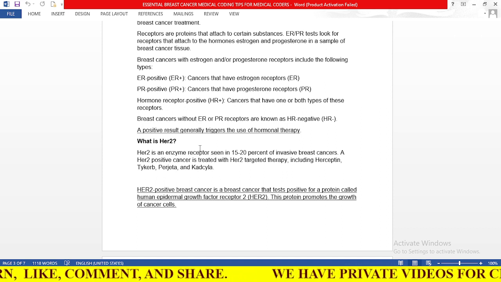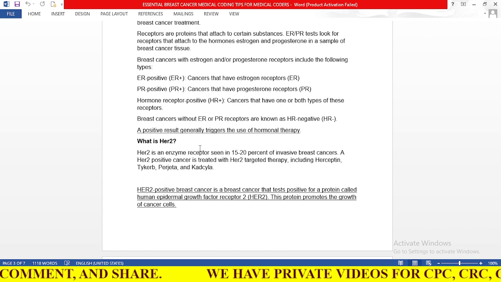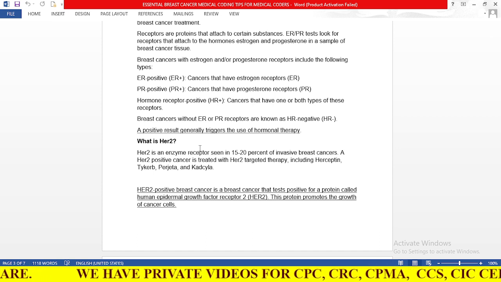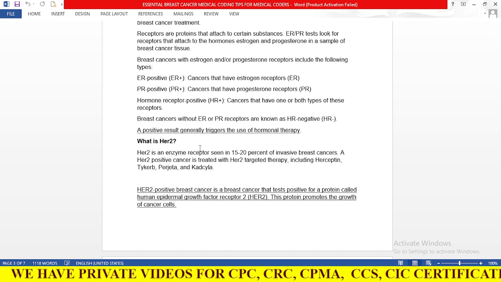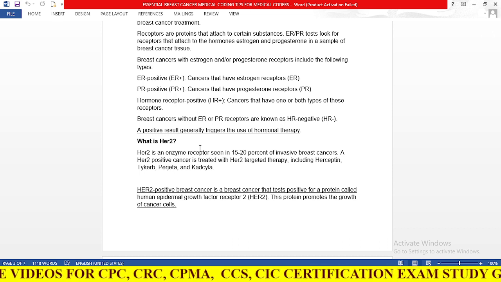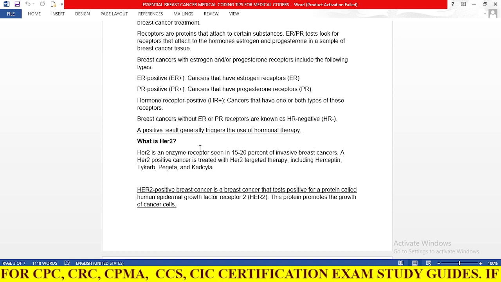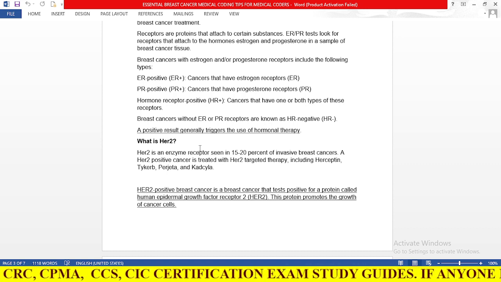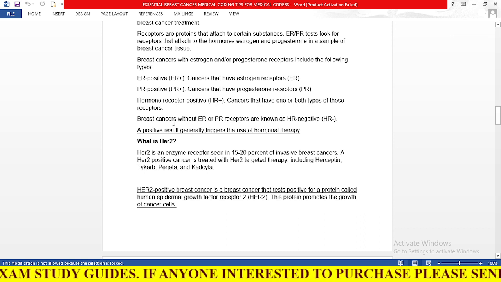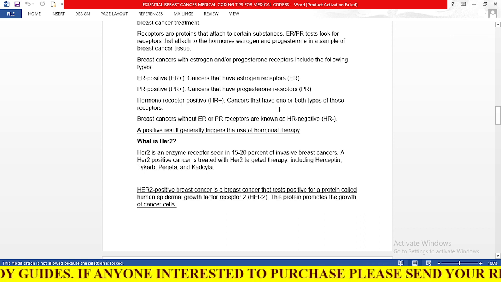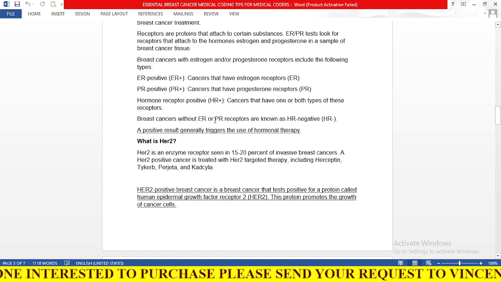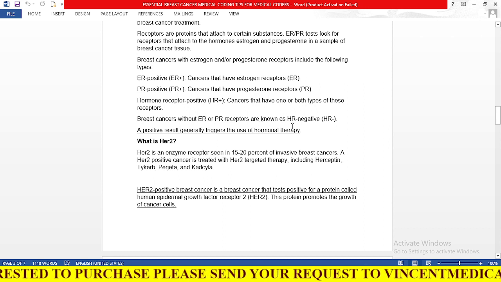So we need to understand what the ER receptor and PR receptor are. Basically, receptors are proteins that attach to certain substances. ER-PR tests look for receptors that attach to the hormones estrogen and progesterone in a sample of breast cancer tissue. So in this test we can find whether these ER and PR receptors are there or not. HR positive means cancers that have one or both types of these receptors, ER or PR. Breast cancers without ER and PR receptors are known as HR negative.